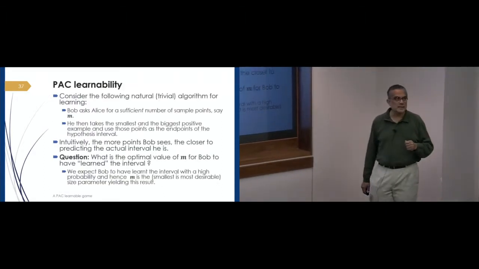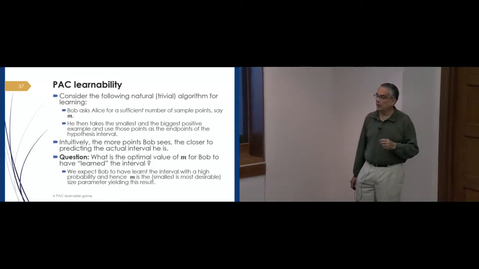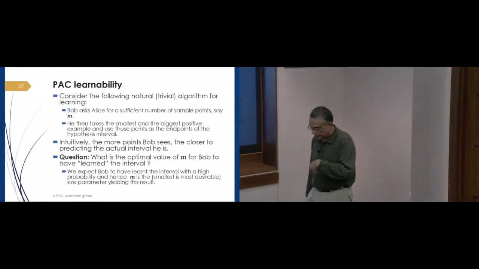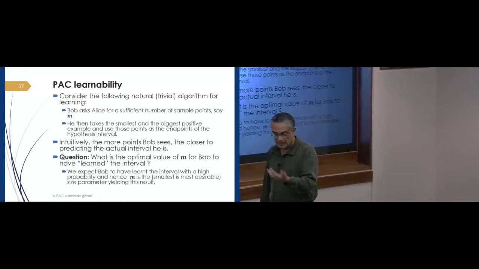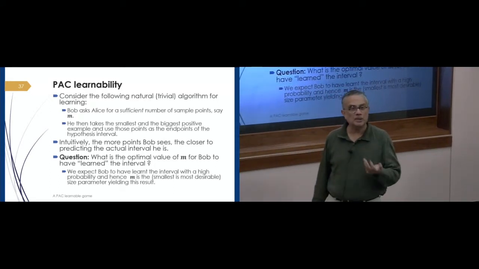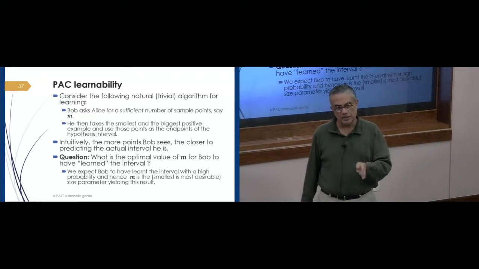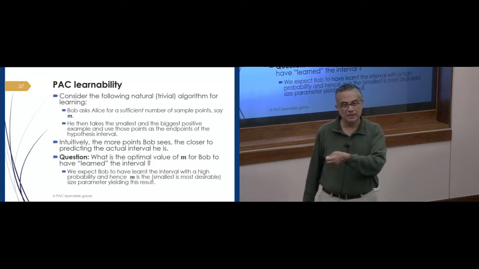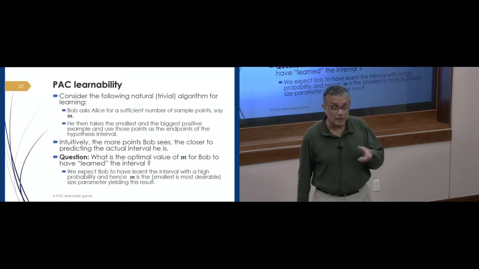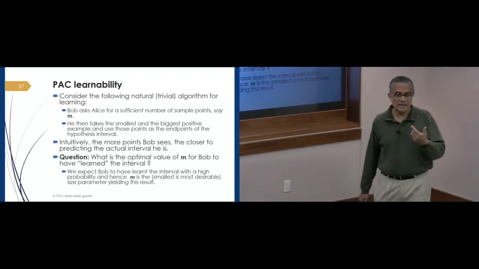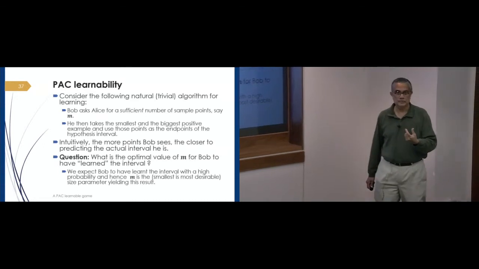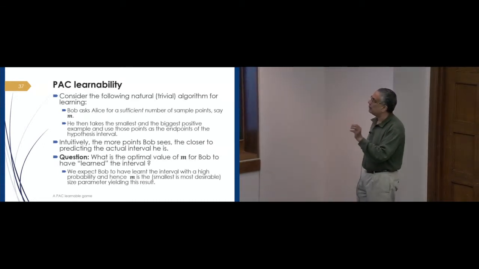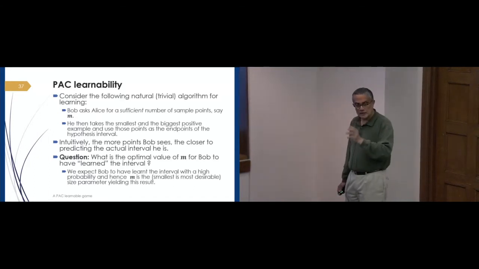So let us consider the following simple algorithm for Bob to try. Bob keeps seeing examples. Some are in the interval, some are outside the interval. Consider those examples that are in the interval. Of those, take the one that's the smallest, and take the one that's the largest. That gives you a temporary bound on your interval, because Alice has certified that those are in the interval. So this temporary bound is something that we will start building up.